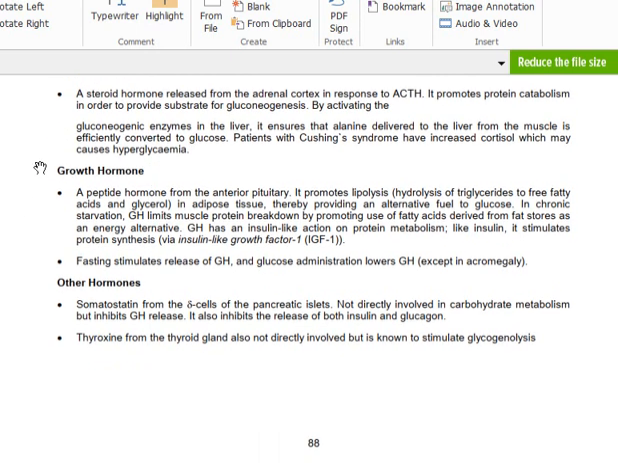Now, growth hormone. How does growth hormone affect glucose level? You need to know that it is a peptide hormone secreted at the level of the anterior pituitary gland. Is it clear? It's going to promote lipolysis, which is one of the major factors. Lipolysis is the hydrolysis of triglyceride to produce free fatty acid and glycerol. Is it clear? So that's one major part.